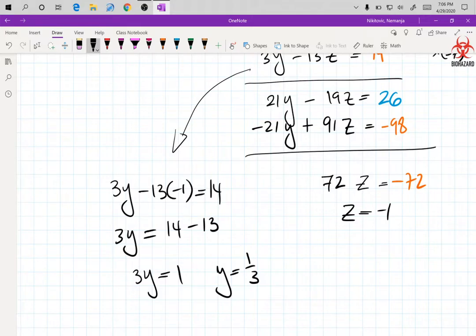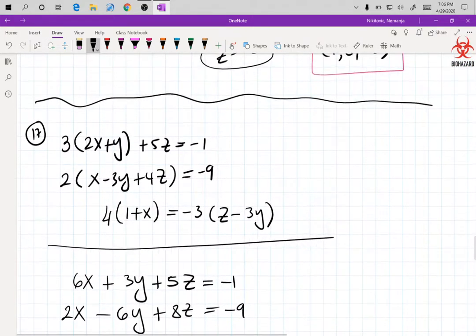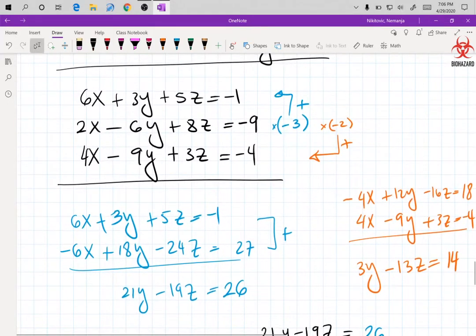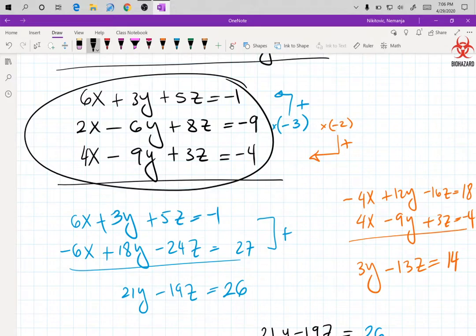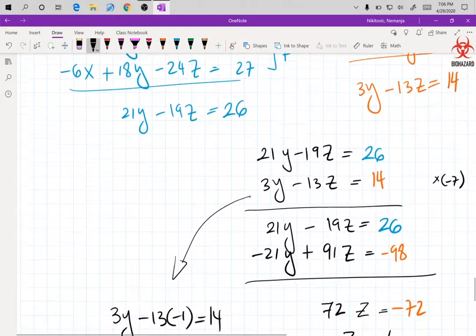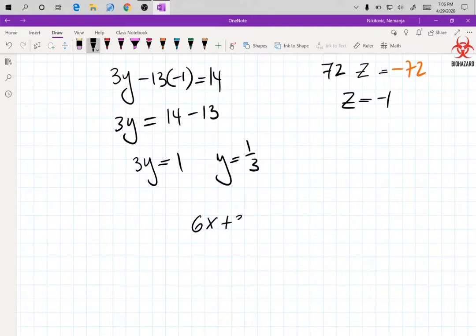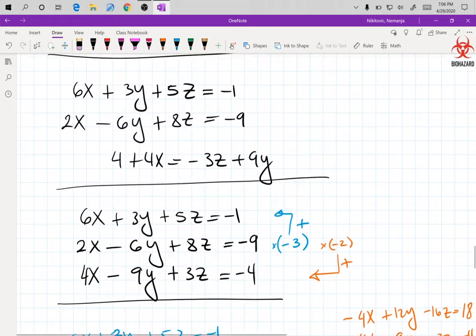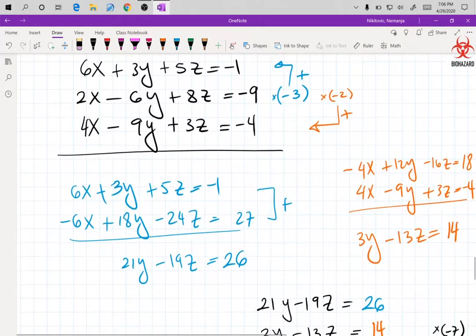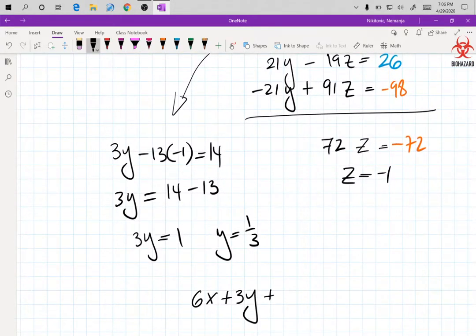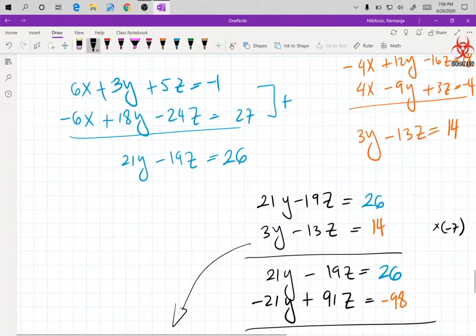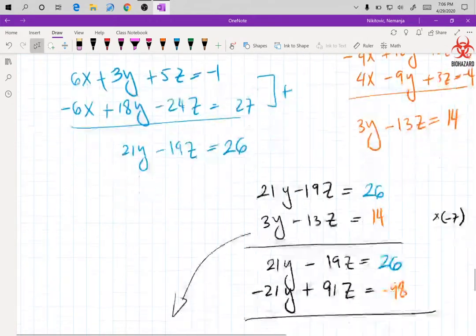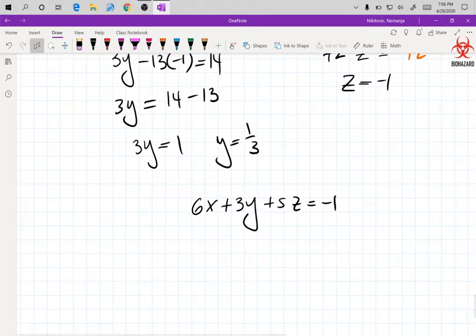And now I have all of these. Go calculate x. Let's pick an equation for x. So these are the best equations here. And just pick your poison. And they all look bad. So 6x plus 3y plus 5z equals minus 1. They're all positives, right? 6, 3, 5, negative 1. Great. Plug in values we have.